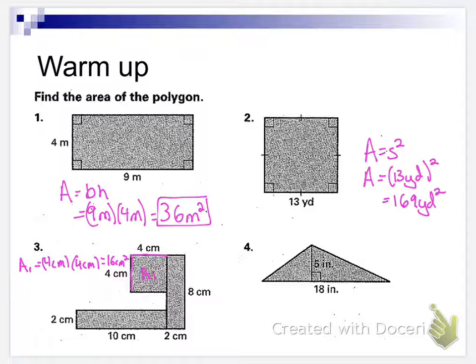Our second one down here, you see this is 2 centimeters, and then this 10 corresponds to this side. So I'm going to call that area 2. Area 2 is 2 centimeters times 10 centimeters, which is going to give you 20 centimeters squared. And last but not least, this 2 corresponds with this side, and that 8 corresponds with this side. So area 3 is going to be 2 centimeters times 8 centimeters, which will give me 16 centimeters squared.